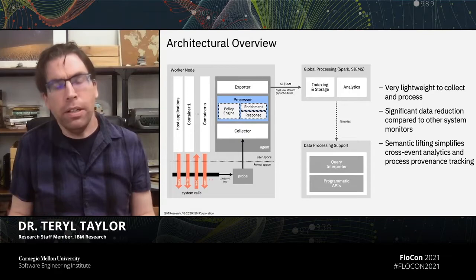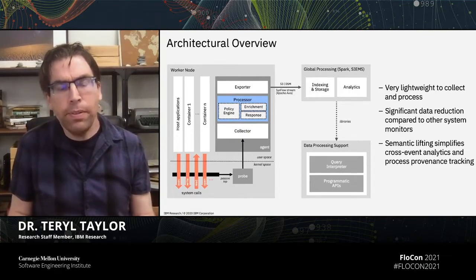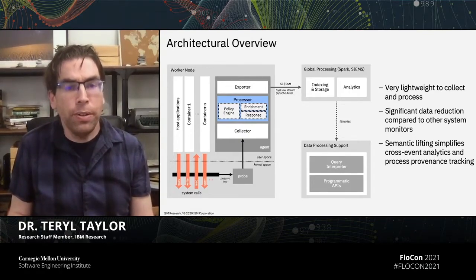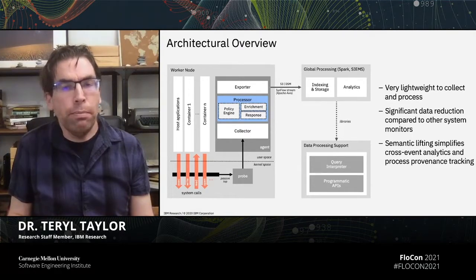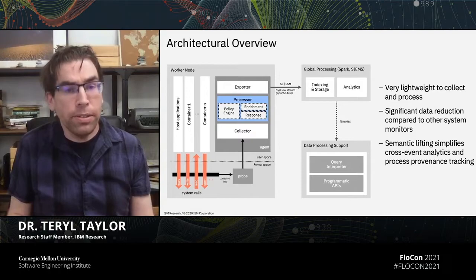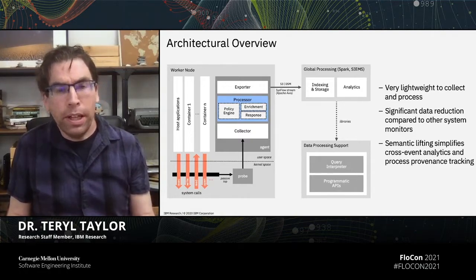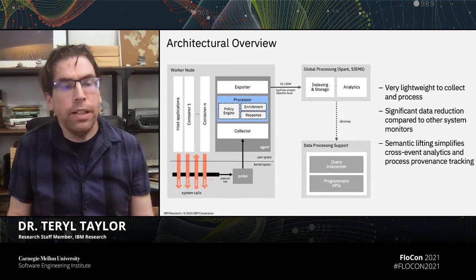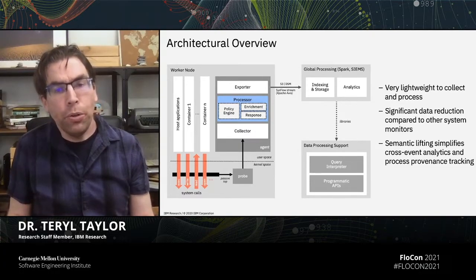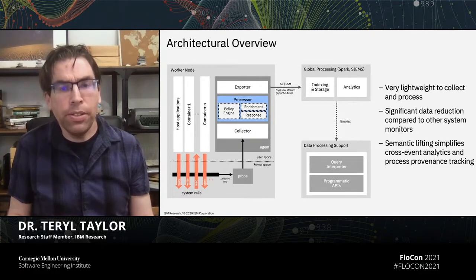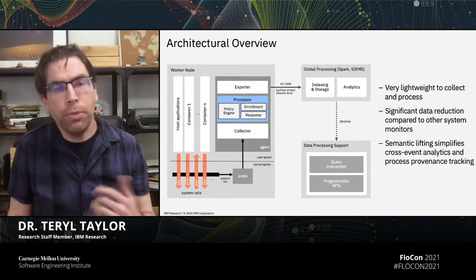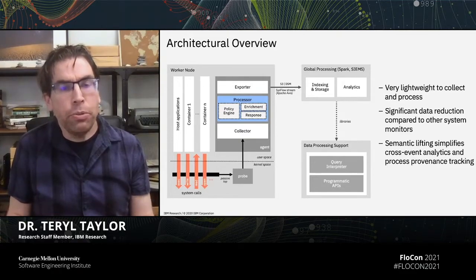So here's the architectural overview. It's very similar to what we showed last year, but you'll see that there's now a new blue box in the middle that is called the processor. If we look at the left-hand side of the slide, we have a worker node with a set of containers that we're monitoring, and we monitor them through a passive tap inside of the kernel.